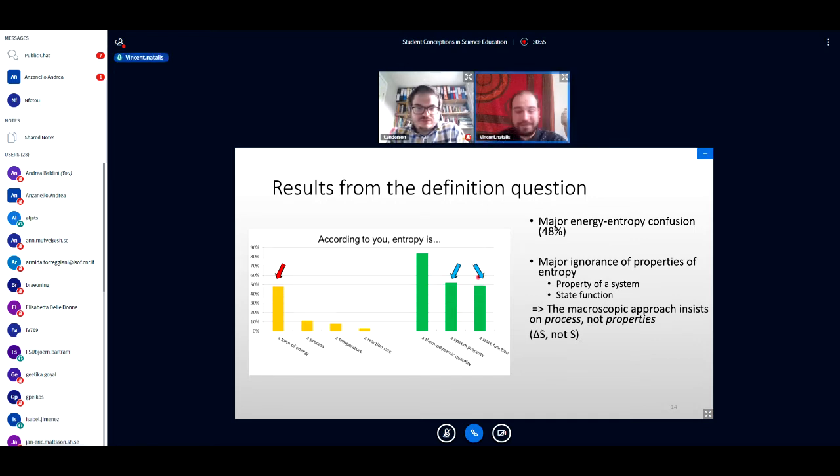Then, indicated with these blue arrows, we noted that only half the students select the correct items: entropy is a system property, and entropy is a state function. These are therefore 2 characteristics of entropy that are not well known.